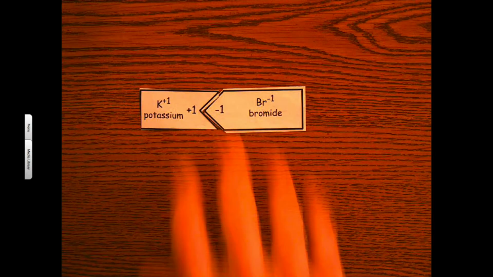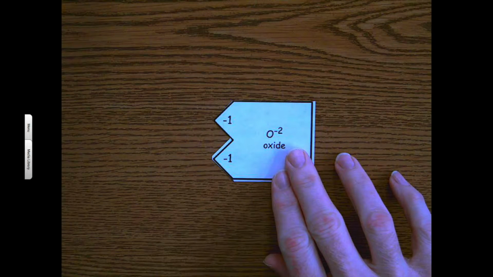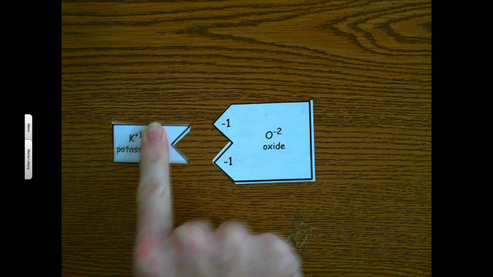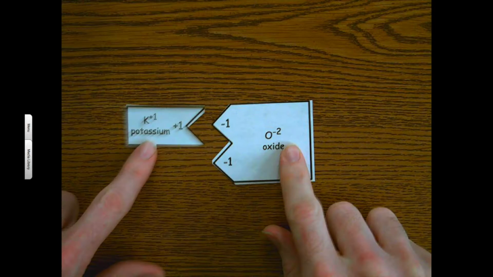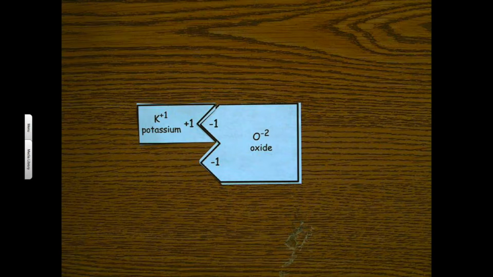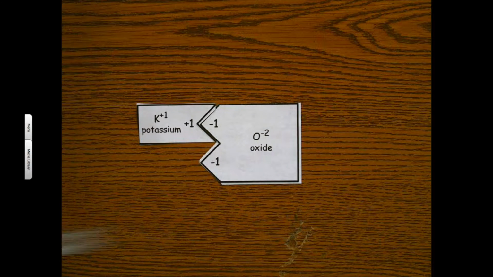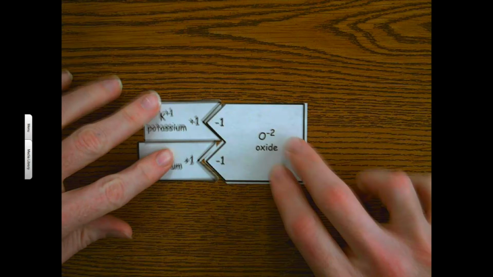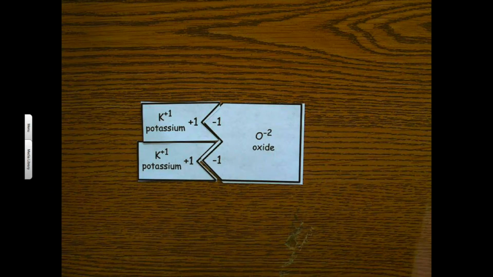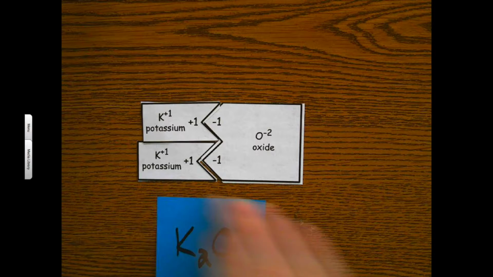Now let's try another one. So let's see if we have oxygen right here as our anion, so that's our oxide. And so let's stick with potassium as our cation. Well, you'll see that you don't exactly make a net charge of 0 anymore. You don't have a full rectangle, so you'll need another potassium right here to make that full rectangle. So our formula for that would be K2O.